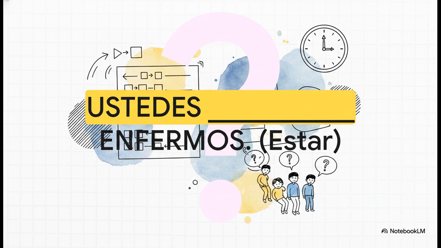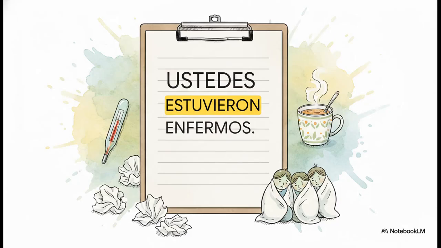Okay, here's your first blank. Ustedes blank enfermos. We need the correct past tense form of estar for ustedes. Think back to the patterns we just went over. Take a second. What do you think fits here? Boom! The answer is estuvieron. Ustedes estuvieron enfermos. Why? Because ustedes requires that ieron ending pattern for these irregulars. Awesome job if you got that one right. Let's keep the momentum going.